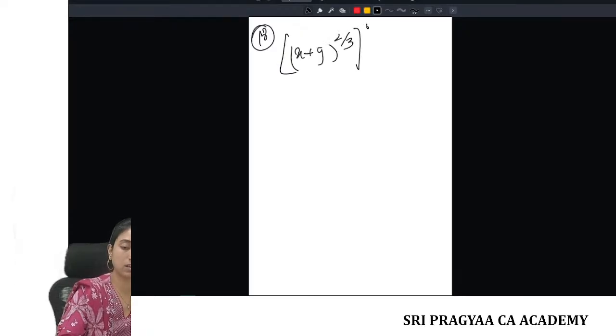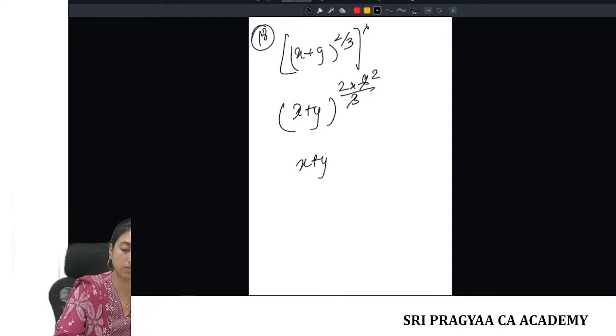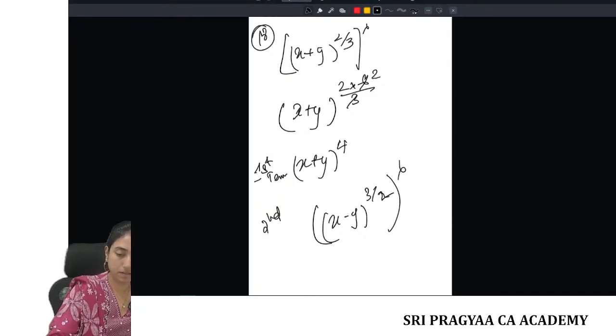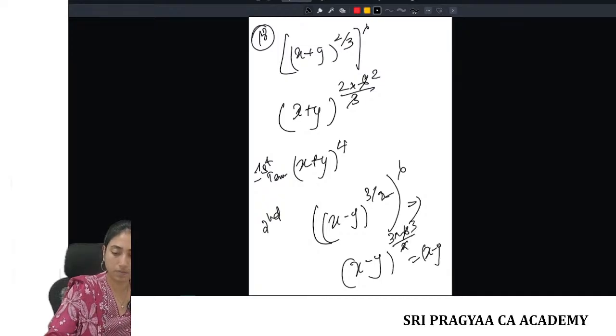The first term, I'm multiplying by 6, so what will happen? Correct? So this will get cancelled and I'll have 4. This is my first term. Okay? My second term, what will you get? Correct? This is your second term.